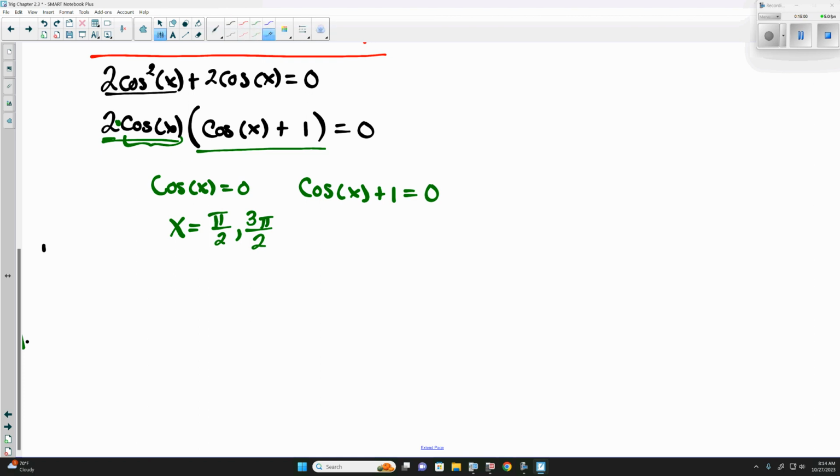Now for our other one, to solve this here, we do need to subtract 1 from both sides, telling us cosine of x is equal to -1. Yes? Couldn't tell if you had a question or had to sneeze. And if we look at the unit circle, cosine of x equals -1 at pi. Questions on this here?